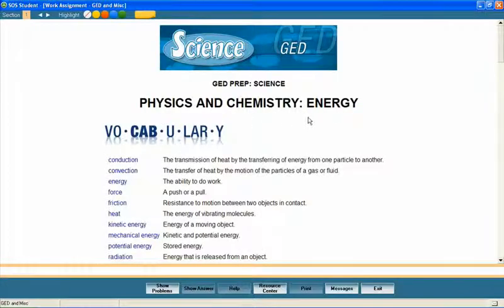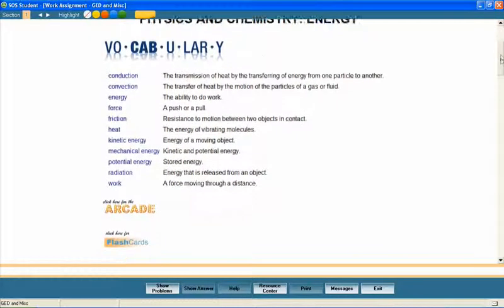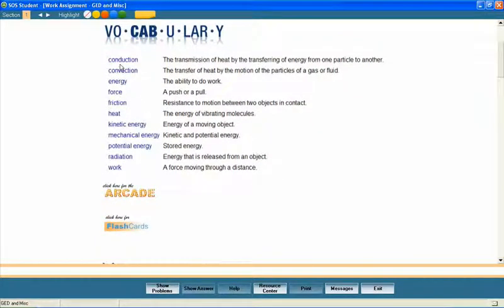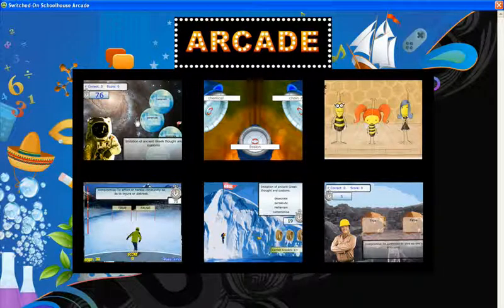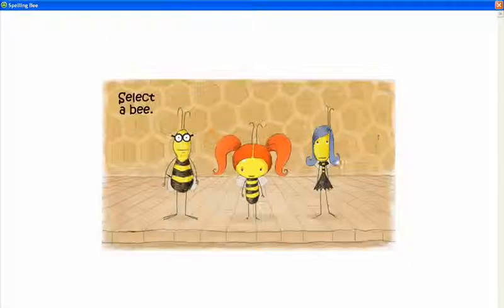Let's take a look at a lesson called Energy. Most lessons begin with a brief introduction and a list of vocabulary words that will be used throughout the lesson. We've included review and reinforcement activities to encourage mastery of these important words. For example, students can hear the correct pronunciation of each word. Force. Heat. A Vocabulary Games Arcade provides additional practice designed to help students to learn the spelling and definitions for the vocabulary from the lesson.